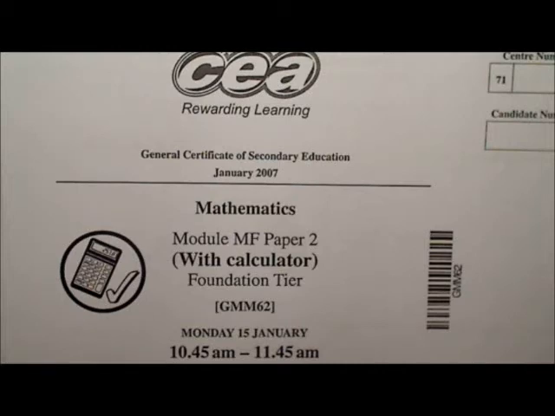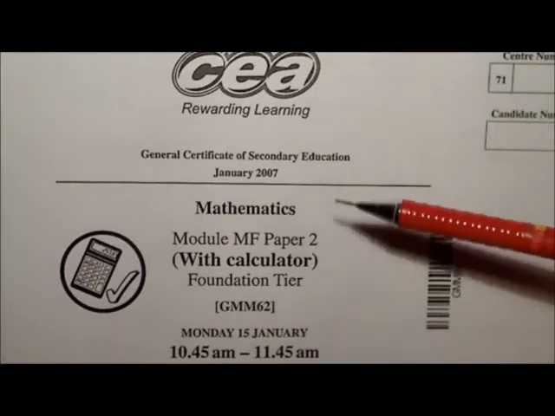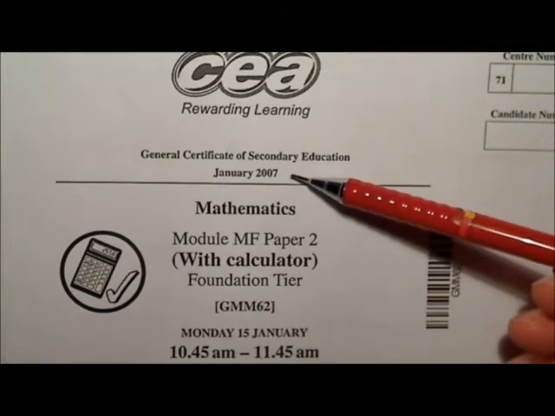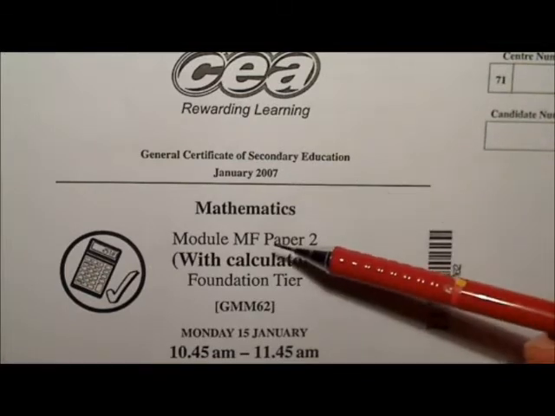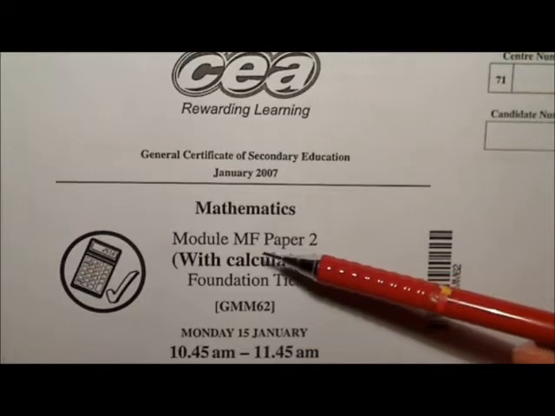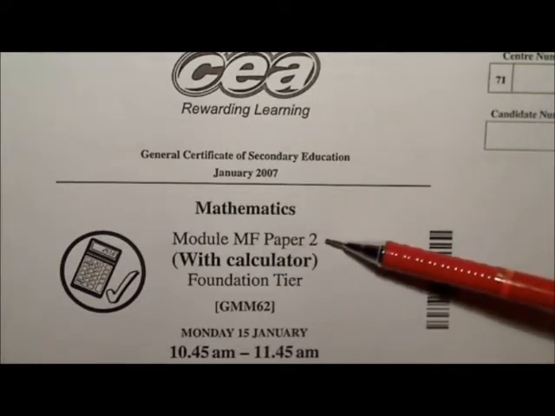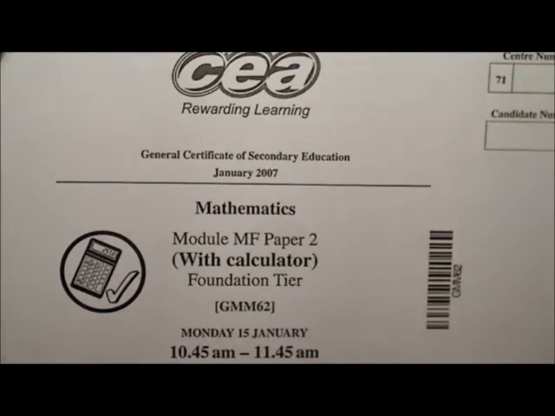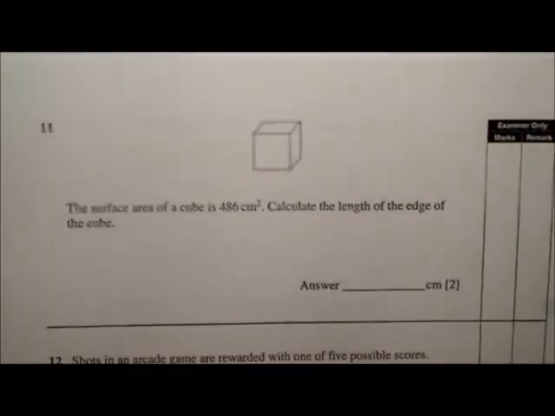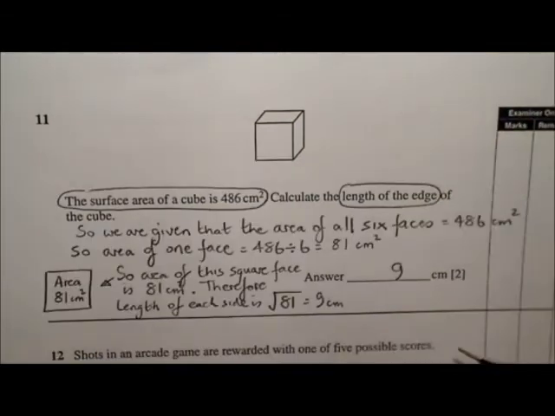Okay, so here's the third part of this particular paper. It's January 2007 and it's the completion paper for the foundation tier, MF or N5, and it's paper 2. And we're now going to move on to question 11. So you have a look at that and stop the video and then we'll go through it in a minute.